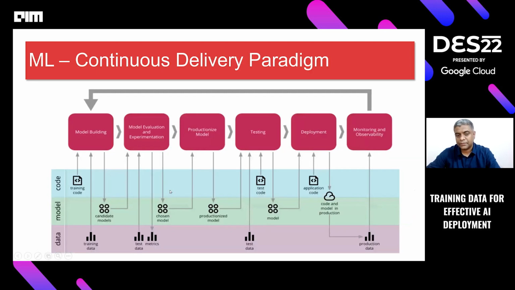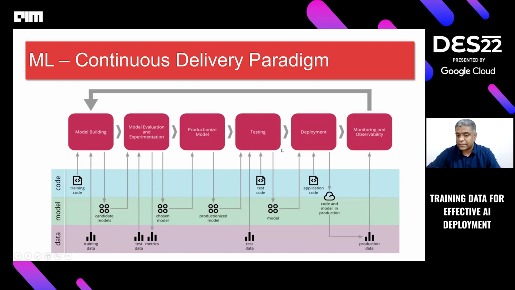Let us now understand the typical ML lifecycle and see the role of data through this life cycle. Training data is used to build a model. Multiple such models would be built. And finally, one of these models has to be chosen by evaluating it against a test data set. And based on the performance, a model is selected for production.